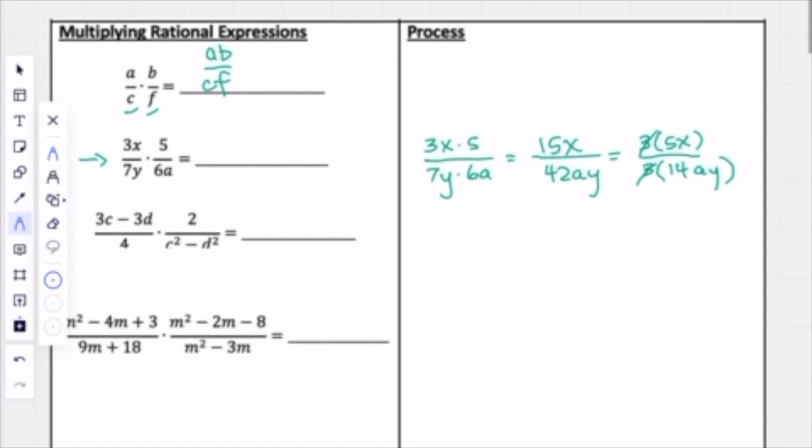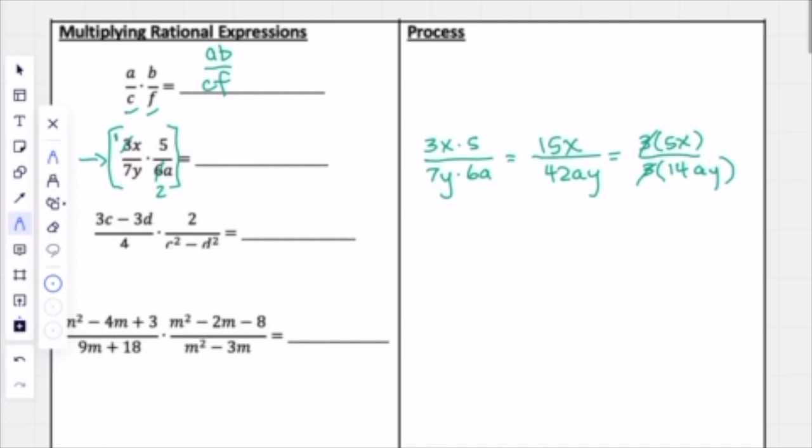However, what if we simplify first and then multiply? Let's go back to our example. I'm looking at this example, and I'm looking at things in the numerator and the denominator. And I notice that I have a 3 in the numerator and a 6 in the denominator. Well, what does that mean? I have a 3/6 in the expression, which means I can actually simplify that and make this a 1 and this a 2, right? Because 3 divided by 6 is the same as 1 divided by 2.